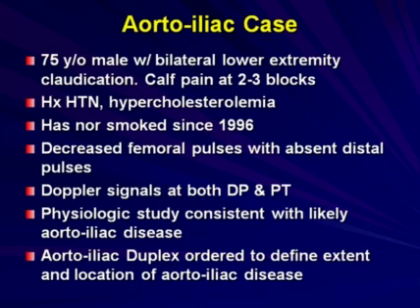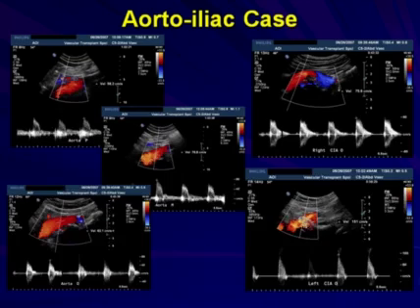The study was prompted by decreased femoral pulses with absent distal pulses, although he had patent Doppler signals at both the DP and PT. He did undergo a physiologic study that showed likely aortoiliac disease, and an aortoiliac duplex was ordered to define the extent of this disease. So let's just walk through what we would normally collect in a complete exam of this type.